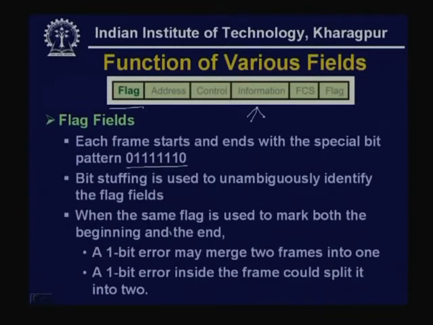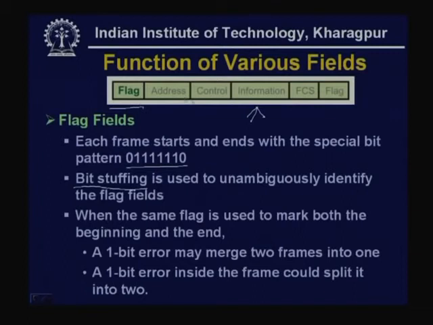So, this problem has to be avoided, and that is avoided by using bit stuffing, as we shall see, so that there is data transparency to unambiguously identify flag fields. So, the flag fields should not be present in the information bits. To unambiguously identify the flag fields, bit stuffing is used. We shall discuss it in more detail.